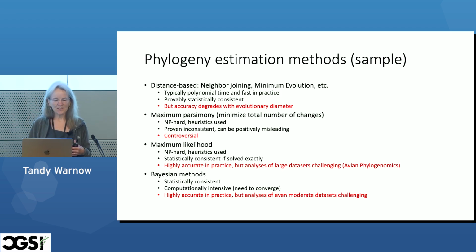So again, back to this sample, distance-based methods, good, statistically consistent, polynomial time, but their accuracy degrades with evolutionary diameter. That's number one. Maximum parsimony, I would just say it's controversial. There are times when it's good, there are times when it's not good, and it's still controversial. Maximum likelihood is very accurate in practice, but truth is large data sets can be unbearably hard. Remember the avian project, 48 birds, 250 CPU years, okay? And then Bayesian methods, highly accurate in practice when you can run them, but they have to converge. So that's my sample update on what you can do with gene trees.